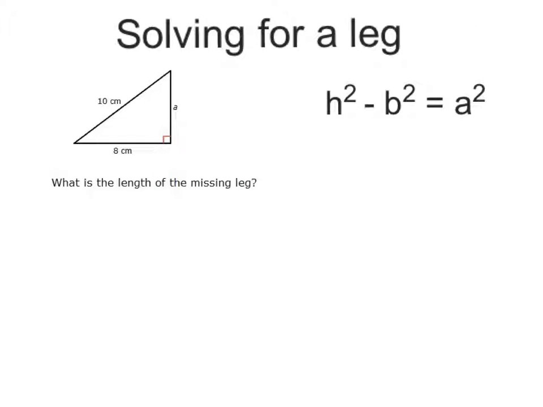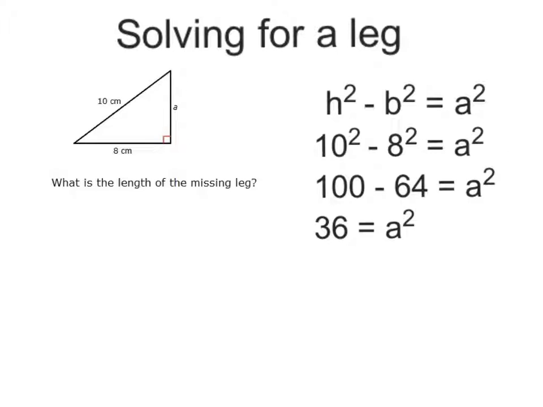In this example, we're going to solve for the length of side A in this triangle. Because we're missing one of the shorter side lengths in this triangle, we're going to take the square of the hypotenuse and subtract the square of the base leg to find the square of the altitude leg.